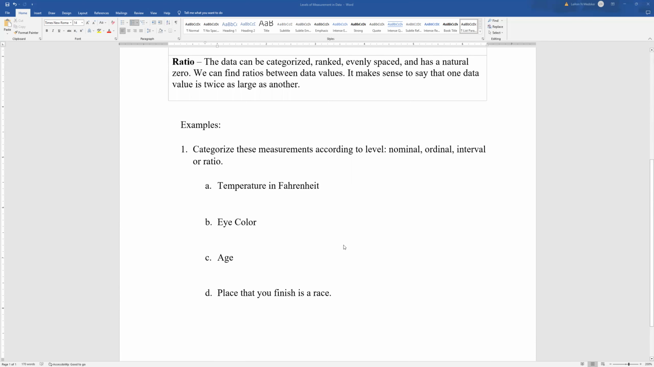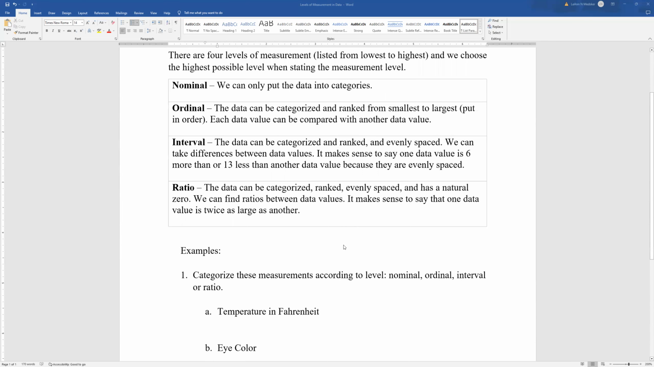The first one is temperature in Fahrenheit. So let's look through our list. It's definitely nominal because we can put it into categories. We can rank temperature from smallest to largest. And the reason this will now become interval instead of just ordinal is because when you think about going from 92 degrees to 93, that is a 1 degree Fahrenheit change. If we go from 93 degrees Fahrenheit to 94 degrees Fahrenheit, it is an evenly spaced, consistent interval that we've changed. So temperature is going to be interval.